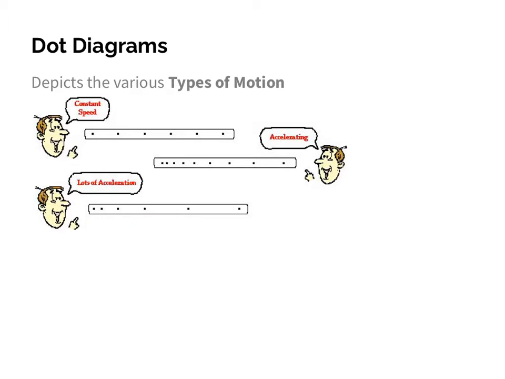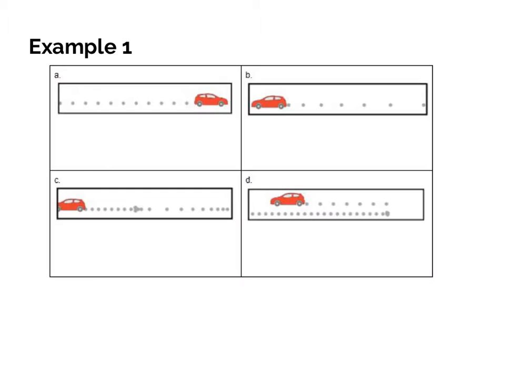We can see the different things. And obviously, based on the dot diagrams, we're going to focus a lot on the spacing of the dots, and that's going to give us a really good sense of what's happening. All we're doing is looking at its position values, but that gives me a sense of what the object's motion is. So in this first example, we're going to look at a picture and try to understand what the object is doing.